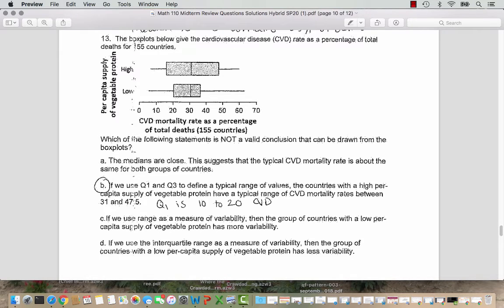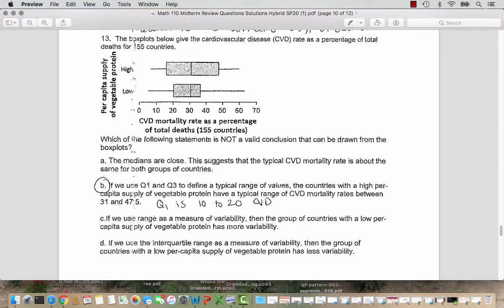B says if we use quartile 1 and quartile 3 to define a typical range of values, the countries with a high per capita supply of vegetable protein, so it's the top graph, have a typical range of CVD mortality rates between 31 and 47.5. So that's the one I say is invalid, because just looking at the central box from quartile 1 to quartile 3 for the high vegetable protein range here, that looks like quartile 1 is somewhere between 10 and 20, and it could be quartile 3 is 47.5, but quartile 1 is definitely not 31.